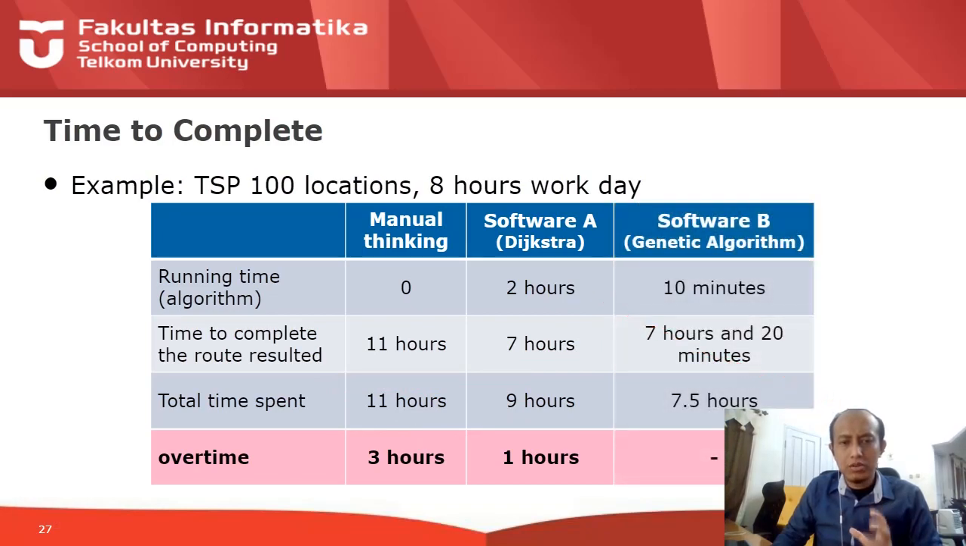Now, how about software B, which uses a genetic algorithm? Genetic algorithm is quick, so it can finish in only 10 minutes. Although the generated solution is only close to optimal, with a result of 7 hours and 20 minutes. But that means the total time spent is only 7.5 hours instead of 9 hours when using Dijkstra. With more complex problems, genetic algorithm can show better advantages in speed.